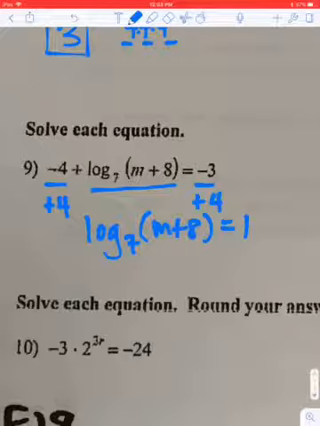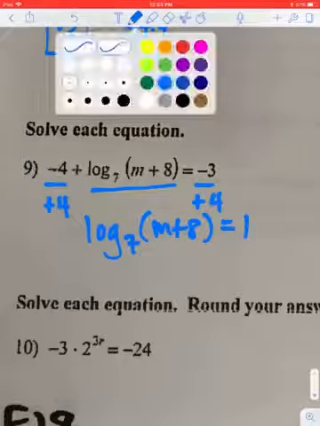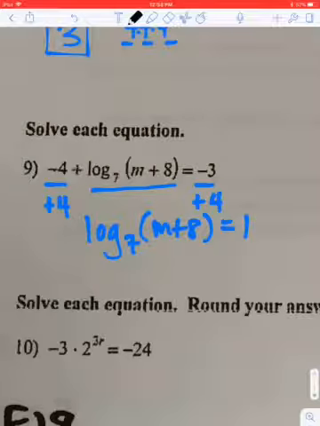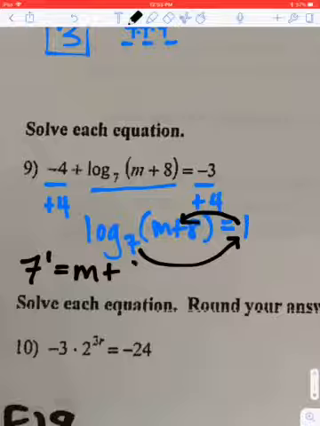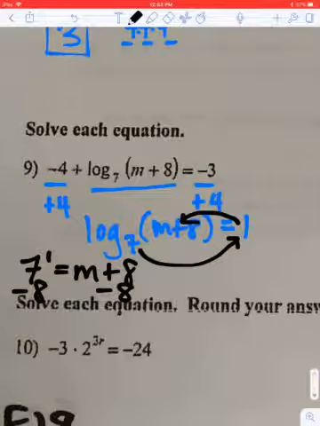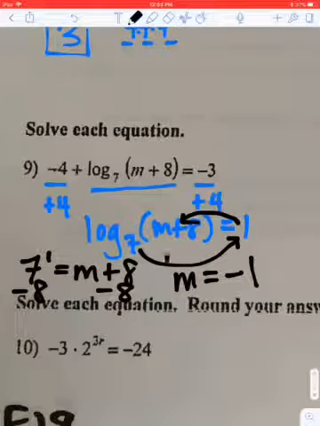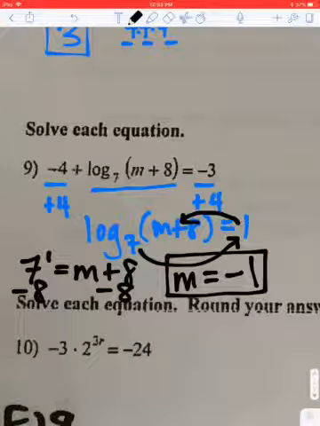Now is the time where I'm going to spiral this out. So when in doubt, spiral it out. 7 to the first power is going to equal m plus 8. Let's write that out. 7 to the first power is just 7, so I can subtract 8 from both sides, and my m is going to end up equaling -1. Pretty straightforward.